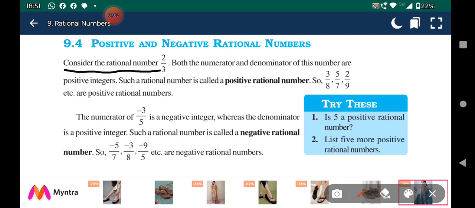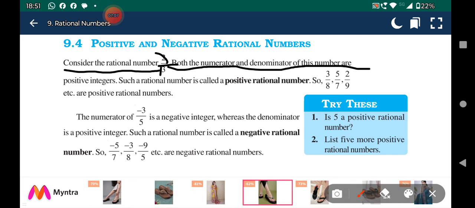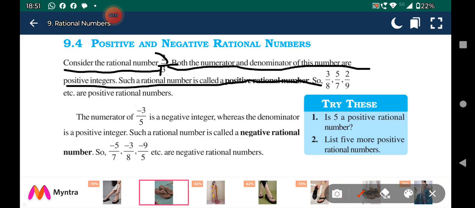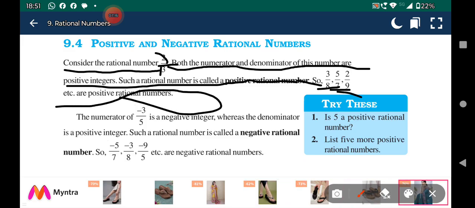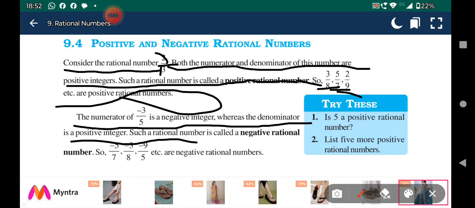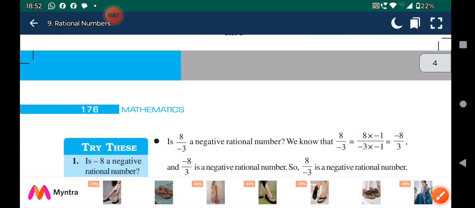Consider a rational number 2 by 3. Both the numerator and denominator are positive integers. Such a rational number is called a positive rational number. So 3 by 8, 5 by 7, 2 by 9, etc. are positive rational numbers. The numerator of minus 3 by 5 is a negative integer, whereas the denominator is a positive integer. Such a number is called a negative rational number. For example, minus 5 by 7, minus 3 by 8, minus 9 by 5, etc. are all negative rational numbers.